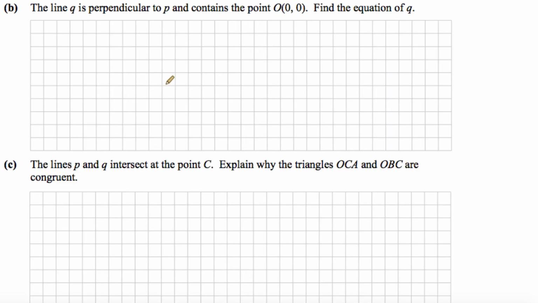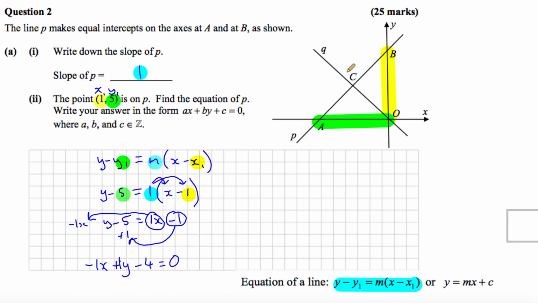Part B says the line Q is perpendicular to P and contains the point O, which is 0, 0. That's the origin. So find the equation of Q. So if we just go back to our drawing, here's the line Q. We know it's perpendicular to the line P, so these are all right angles.